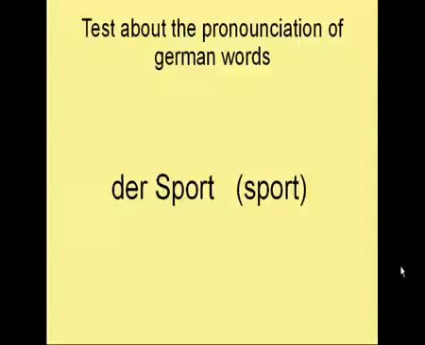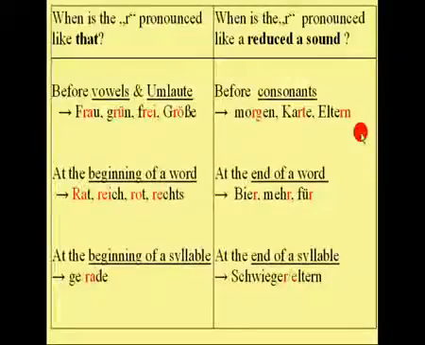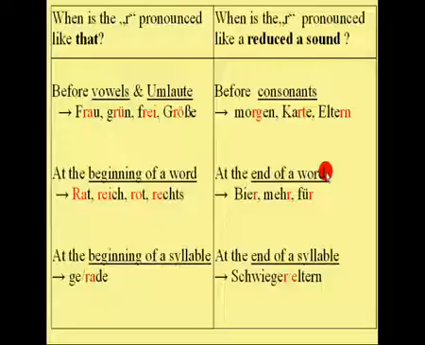So here's the solution. The R, if you remember, is always pronounced differently than English because we use sounds that you don't have in your language. But the question here is not if it's pronounced differently, but in which way, because if you remember from my other videos, the German R can be pronounced in two different ways. And in which way is it pronounced in this case? Do you know? Let's see. The German R is here at the end of a word, and therefore it's pronounced like a reduced R sound.